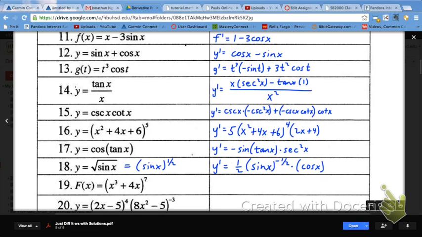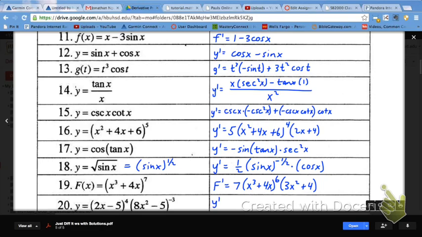Okay, almost done. We have capital F prime of x is equal to, so we have something to the 7th power. So we have 7 times x cubed plus... sorry, I lost my train of thought for a second. So we have the power times the inside to the power minus 1, so 7 minus 1 is 6. And then we multiply by the derivative of the inside, which is 3x squared. Derivative of x cubed is 3x squared, and then plus the derivative of 4x, which is 4. And we are almost there.